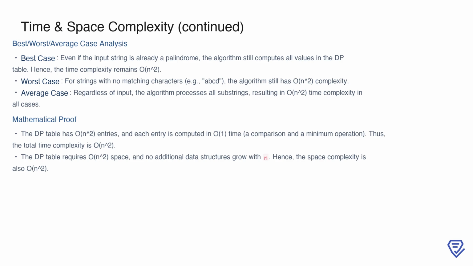For average cases, regardless of the input structure, the algorithm processes all substrings similarly, maintaining a consistent n squared time complexity. Mathematically, the DP table contains n squared entries, and each entry is computed in O(1) time by performing a comparison and a minimum operation. This confirms the overall time complexity is n squared. Additionally, since the DP table is the only major data structure used, the space complexity is also n squared.